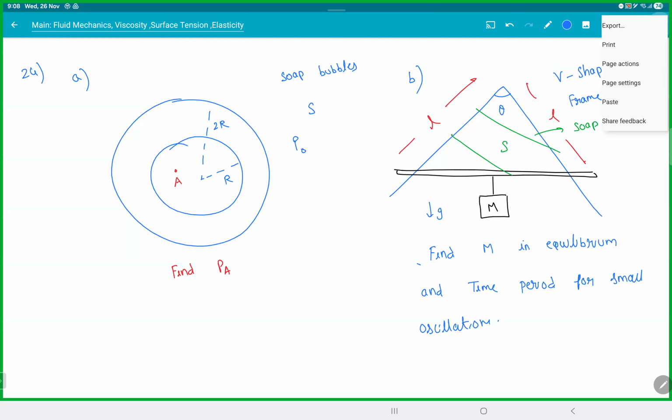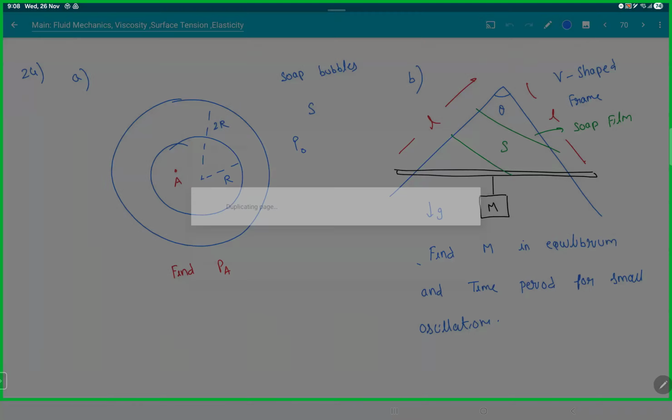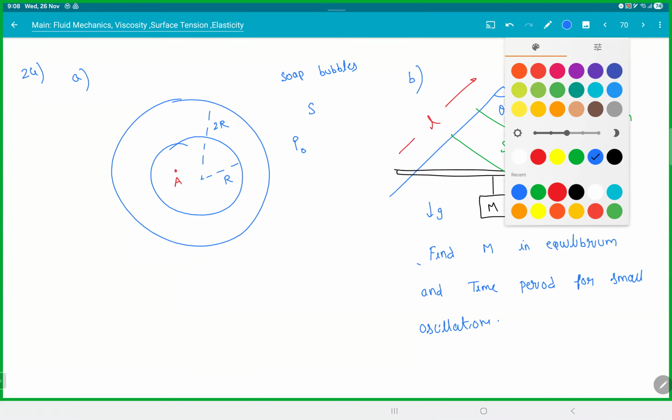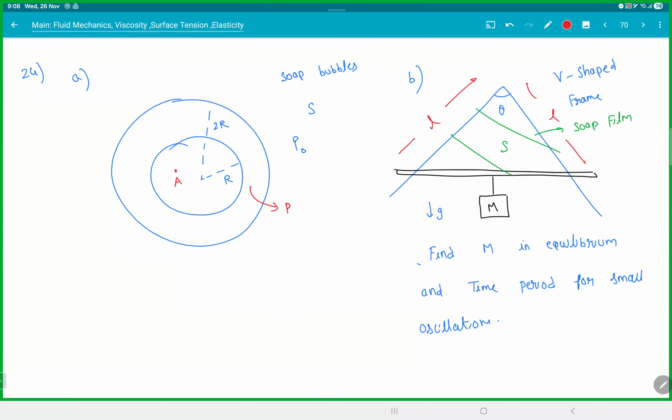First was easy. Outside pressure is P naught. So here the pressure will be P naught plus 4S by radius, which is 2R. Let's call this PB. So pressure at A will be pressure at B plus 4S by R. So you just keep adding the pressure. And PB is P naught plus 4S by 2R. So this is P naught plus 6S by R. Easy.